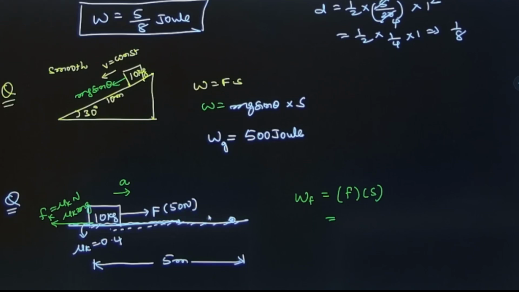For this we need to draw the free body diagram. First I am taking the 10 kg block. 50 Newton is acting. The frictional force is mu k mg. Mu k is 0.4, 10, g is 10. So the answer is 40. Is the frictional force less than the applied force or more? Less means it accelerates. Yes, it is accelerating.